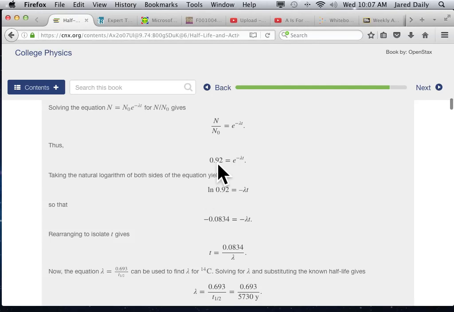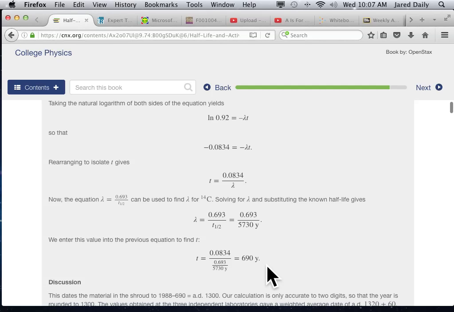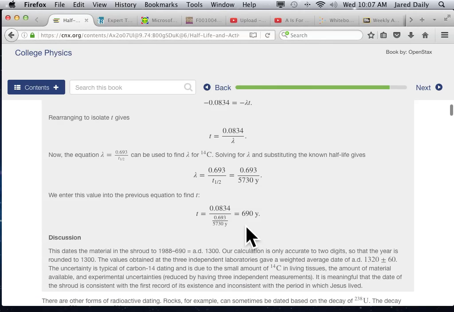How do you solve for t? This is the equation you get. The equation you get is 0.92 equals e to the negative gamma t, where gamma equals this thing here. Well, the way that you solve it is you take the natural log of both sides, the natural log of 0.92, and the natural log of the exponent function is just whatever is in the exponent, lambda t. So then you solve for t and you get 0.0834 over lambda for t. And then you plug in your lambda and you get 690 years.